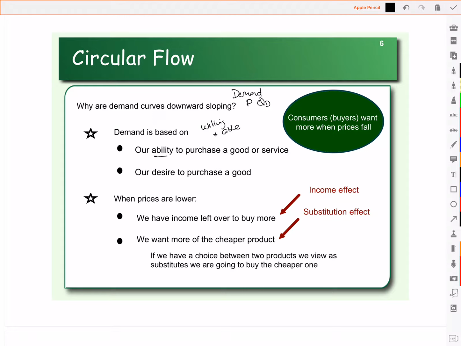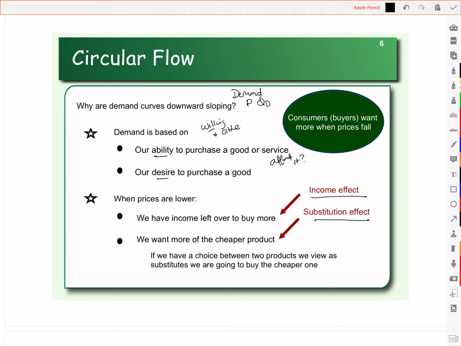So are we able? This really comes down to, can we afford it? And the other thing we have to consider, though, is, do we like that product? Because if we don't like it, we're not going to buy it. So that's where the willingness comes in. That is our desire to purchase a good. Well, these impact why the demand curve is downward sloping. And the demand curve is downward sloping for two reasons: the income effect and the substitution effect.